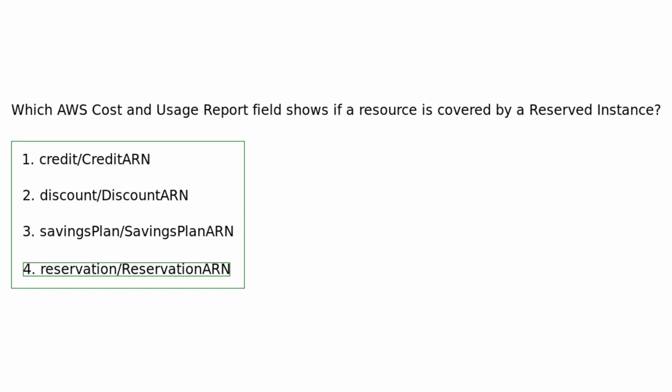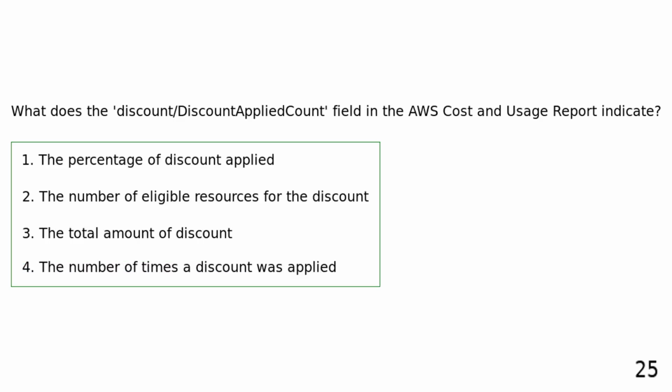The reservation/reservation ARN field, when present, indicates that a resource is covered by a specific reserved instance, identified by its Amazon Resource Name. What does the discount/discount applied count field in the AWS cost and usage report indicate? The percentage of discount applied. The number of eligible resources for the discount. The total amount of discount. The number of times a discount was applied.